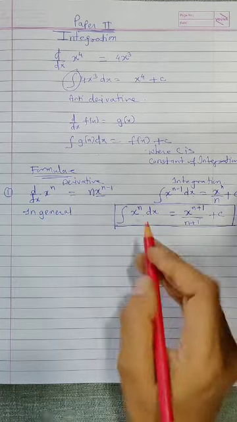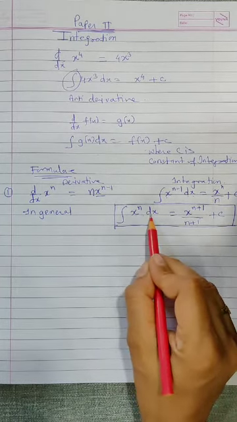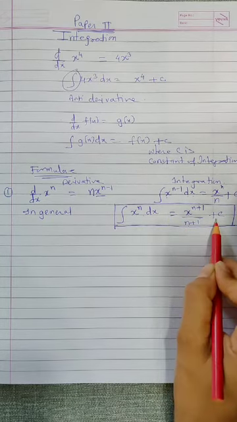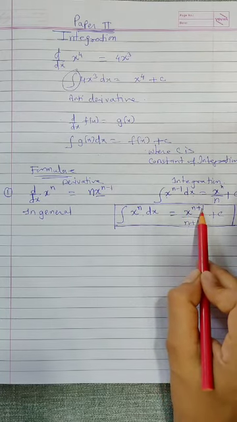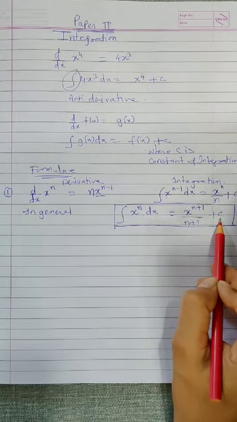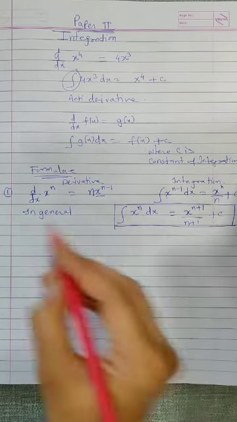I will repeat again. Integration of x raised to n dx is x raised to n plus 1 by n plus 1 plus c. Always the power is increased by 1, you have to divide by that power, and always you have to write c at the end, where c is the constant of integration.